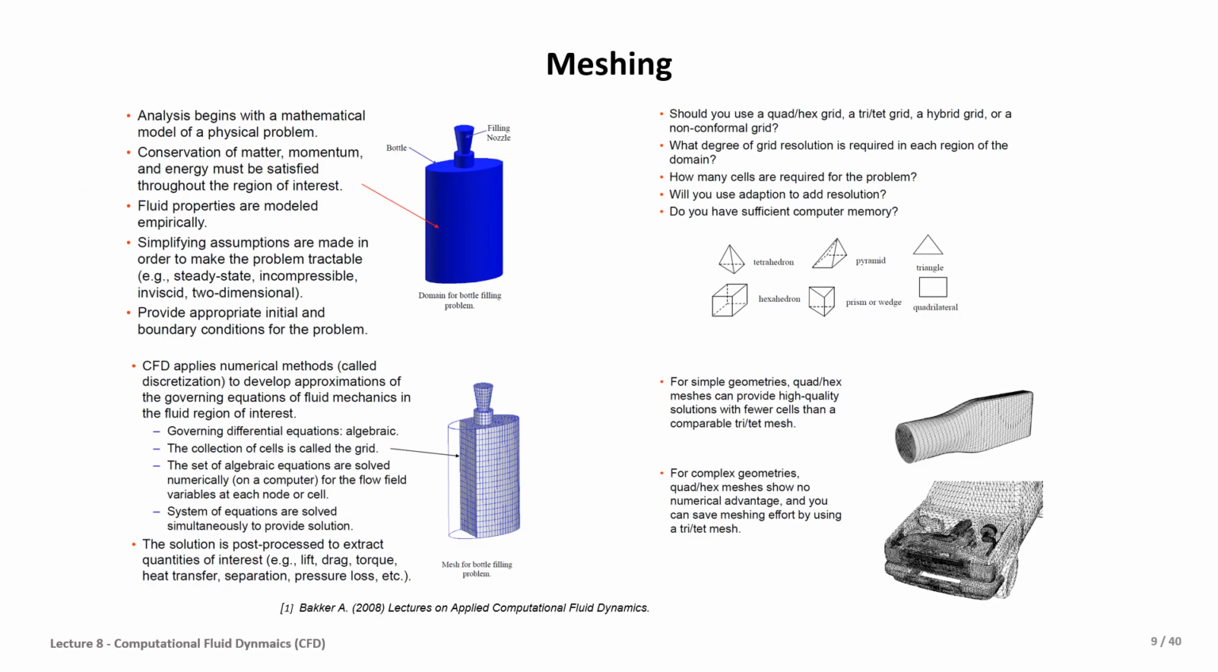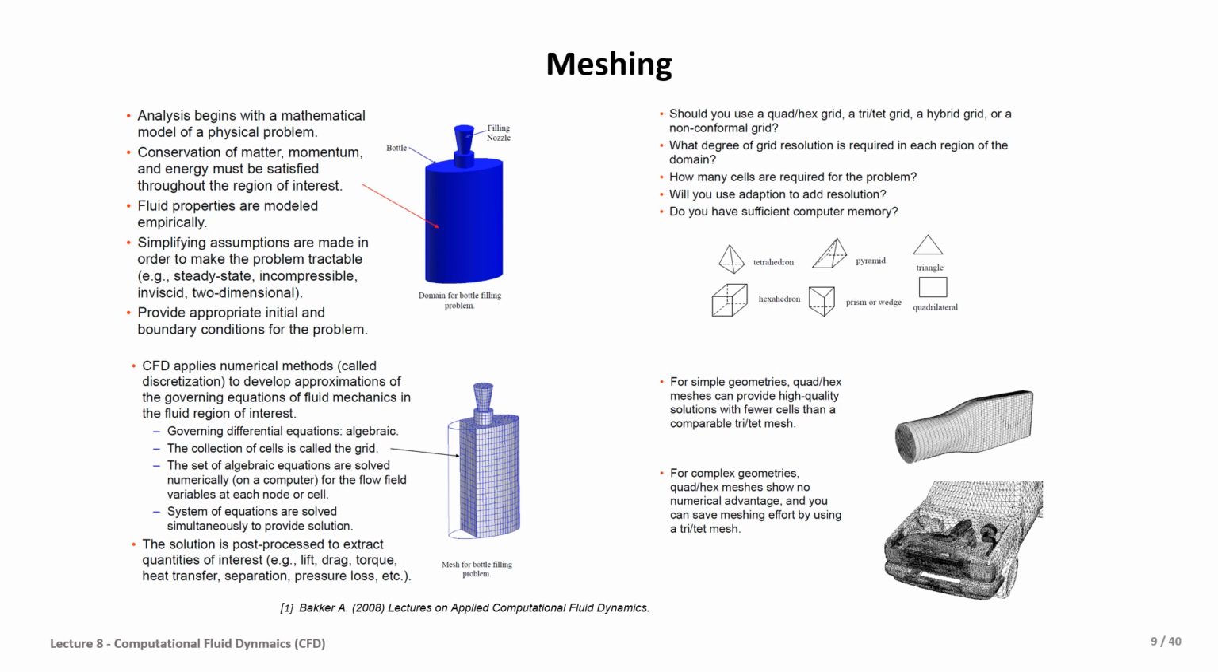In the previous slide, we saw there are different structures of the volume to discretize and mesh the problem. When we are dealing with this problem, it is important to know which of these volumes to use, for example the quad or the hex grid, what degree of grid resolution is required for the domain, and how many cells are required for the problem. These questions are important because we also need to know about sufficient computer memory and the computing.